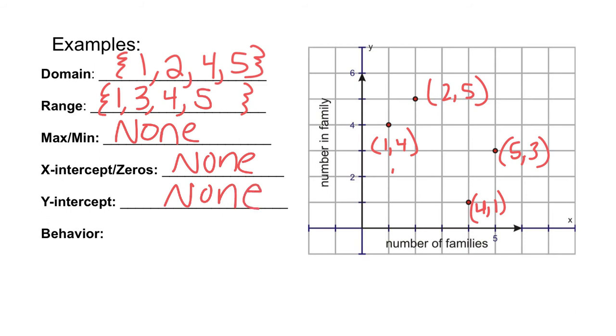And unless your data follows a particular pattern, you can't describe its behavior either. It's just individual points. So we have no way to describe behavior for this one either. But you do need to be able to give domain and range for something like that, something that's just points. You don't give an interval, you give individual parts of that. All right, let's keep going.